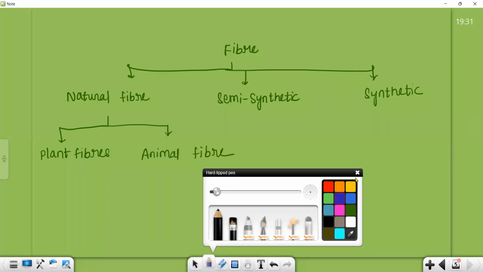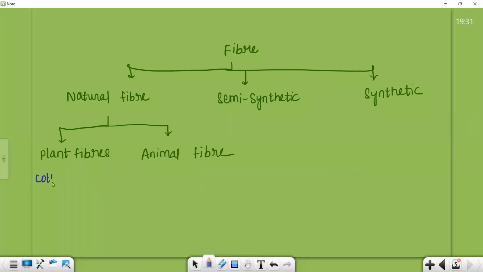So plant fibers, can you give examples like cotton, jute? Yeah, animal fibers like wool, silk, muga silk, ma'am. Yeah. So natural fibers have 2 categories: those obtained from plants are called plant fibers and those obtained from animals are called animal fibers.